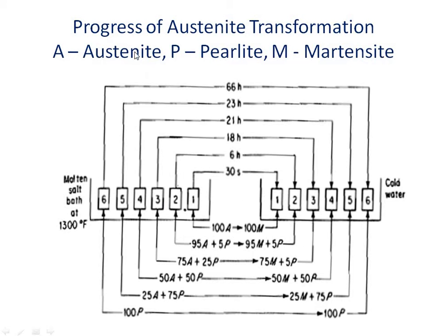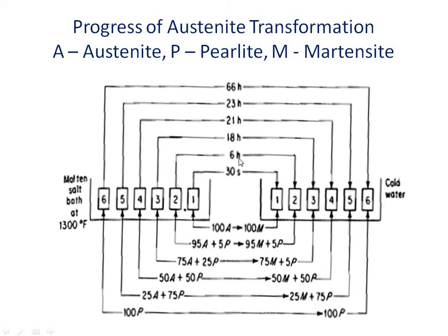So this diagram indicates the progress of austenite to perlite and martensite transformation. A stands for austenite, P for perlite, whereas M stands for martensite. So starting with sample number 1. Sample number 1, which is held at subcritical temperature of 650 degrees Celsius for 30 seconds. After 30 seconds, 100% austenite will be transformed to 100% martensite. Note that austenite is the only phase which will be transformed to martensite after quenching.